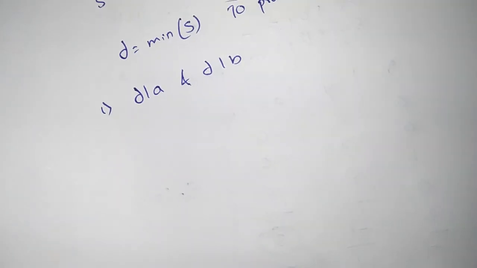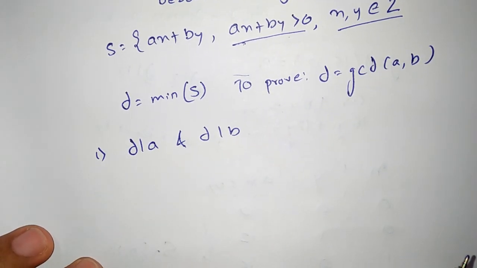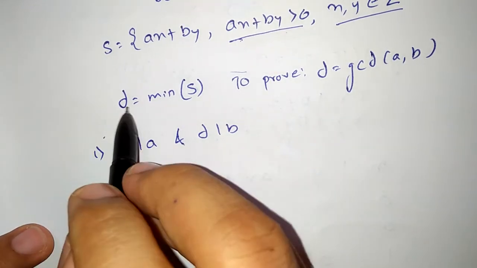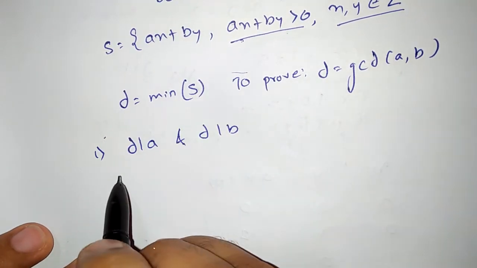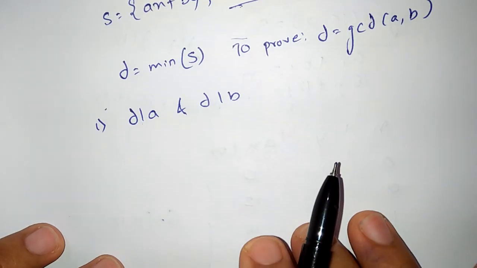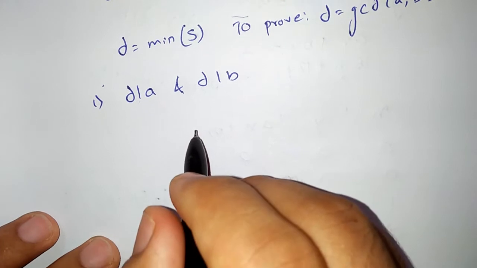So if you look here, we can prove this mathematically as well. Let us suppose D is the minimum of S, then we know that D is going to divide A and D is going to divide B. So D is a common divisor of both A and B.